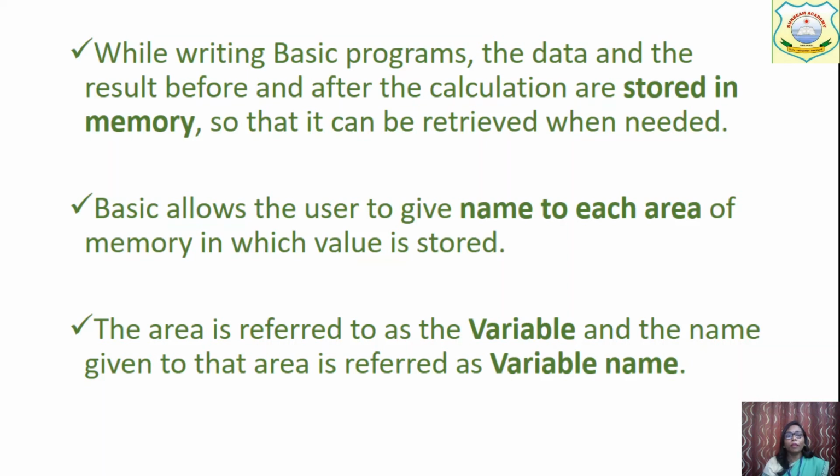Now see, while writing BASIC programs, the data and the results before and after the calculations are stored in memory, so that they can be retrieved when needed. You know, for computers the basic concept is: we input the data, the computer processes it and provides us the output, and in between, the computer stores that data before calculation and after calculation. Where is it stored? It is stored in a variable. BASIC allows the user to give a name to each area of memory.